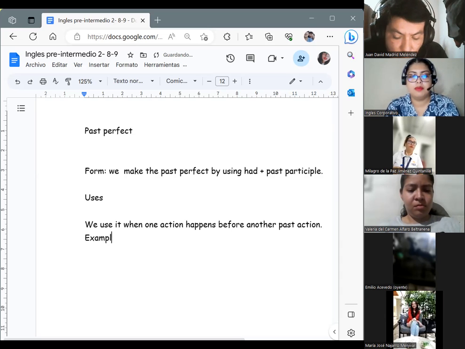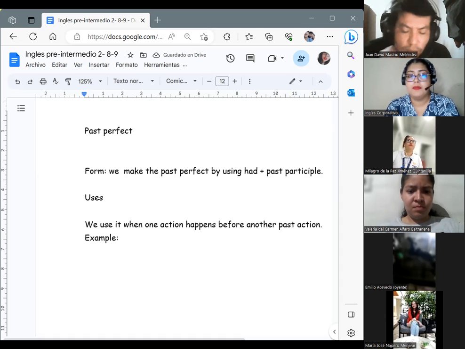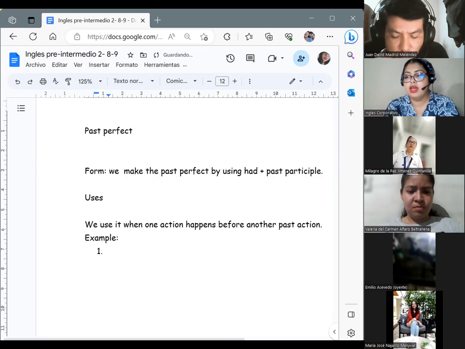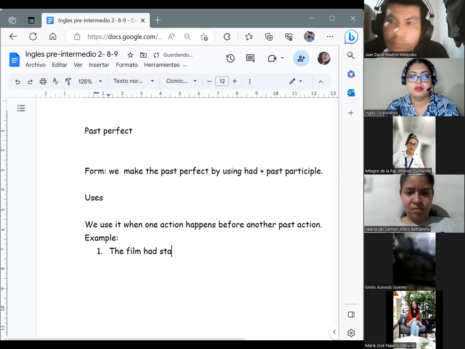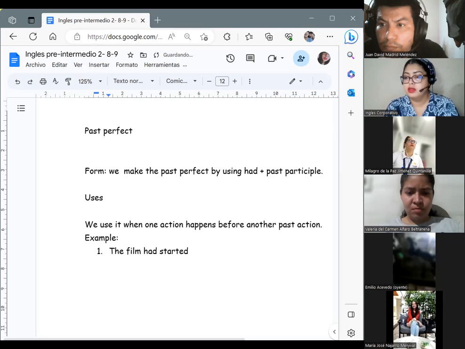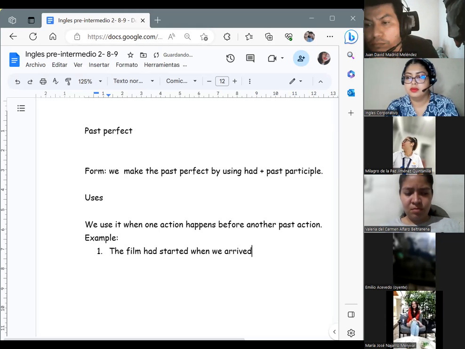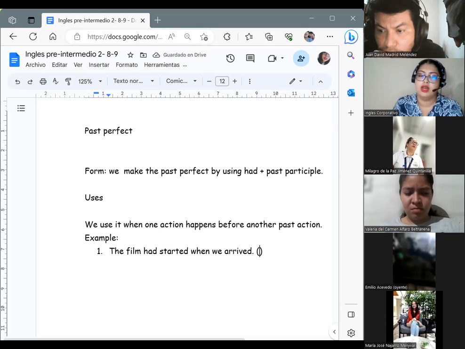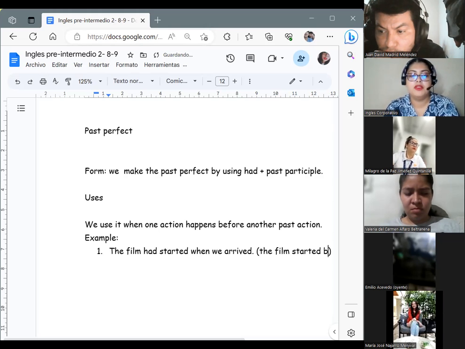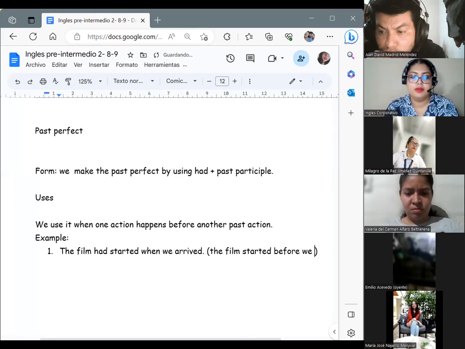And we are going to see the example. We have two different examples for this one. The number one is, the film had started when we arrived. The film had started when we arrived. So in this case, we can change a little bit the idea, and we can say also, the film started before we arrived.